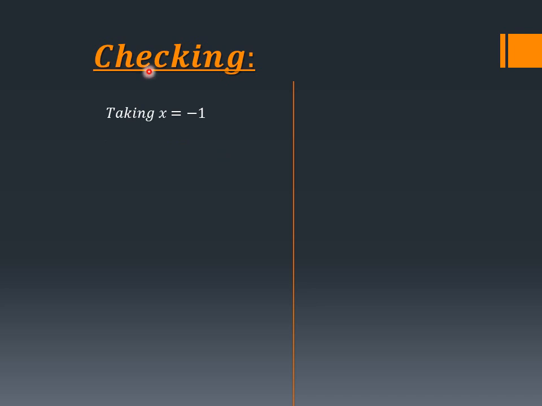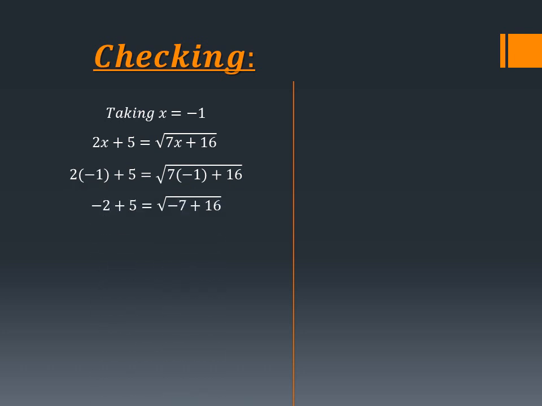First of all, taking the value x equals minus 1, we had that equation. We will put minus 1 instead of x in the whole equation. Multiplying 2 with minus 1, we will get minus 2 plus 5 equals 7 into minus 1 is minus 7 plus 16. Adding and subtracting the like terms, minus 2 plus 5 will be plus 3 and minus 7 plus 16 will be plus 9. Taking the root of 9, we will get 3. So 3 equals 3. We have the two sides equal to each other, which means minus 1 is actually the answer of our given equation. So this would be written in the form of a solution set.